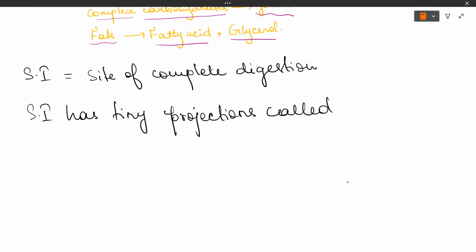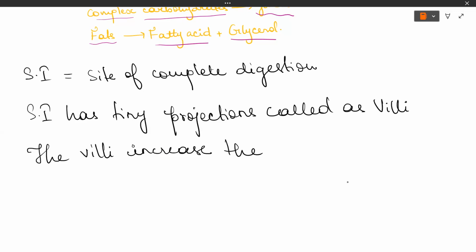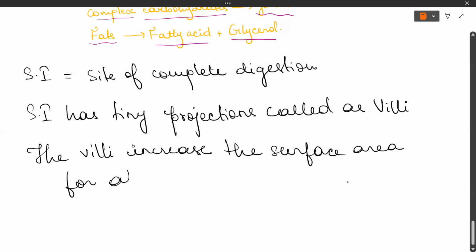called the villi. Now these villi are extremely important. Why? Because they increase the surface area. The villi increase the surface area for absorption. Now, do you remember in the case of mitochondria, the inner membrane had many foldings.